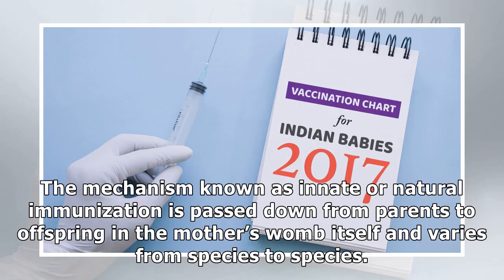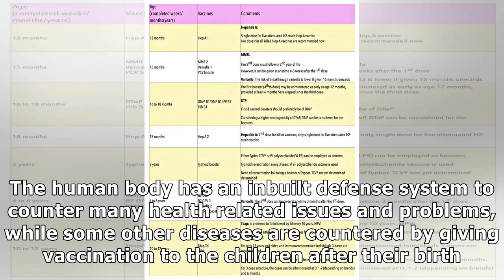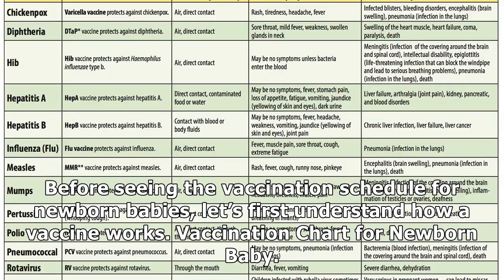The mechanism known as innate or natural immunization is passed down from parents to offspring in the mother's womb itself and varies from species to species. The human body has an inbuilt defense system to counter many health-related issues and problems, while some other diseases are countered by giving vaccination to the children after their birth. Before seeing the vaccination schedule for newborn babies, let's first understand how a vaccine works.